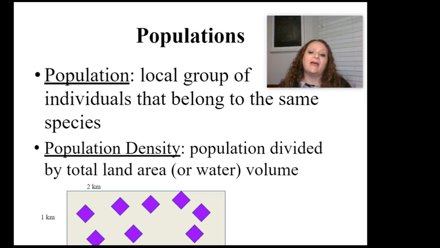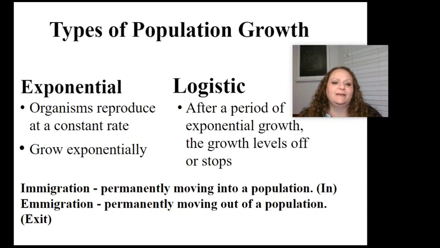We can then take that and multiply it up to the total area, giving us the total population. More demographics to be interested in, and again, demographics are just the population statistics, are the types of growth that the population is experiencing. So exponential growth means that organisms are reproducing at a constant rate. They're growing exponentially. Logistic growth is what happens after you have a period of exponential growth.